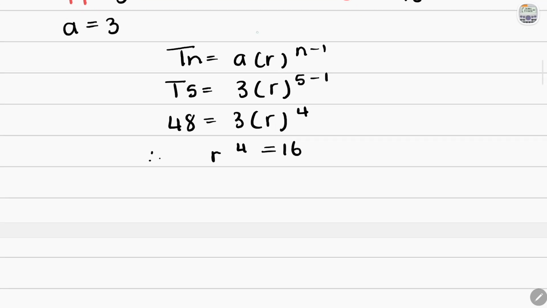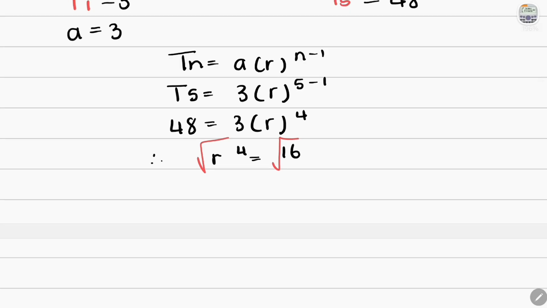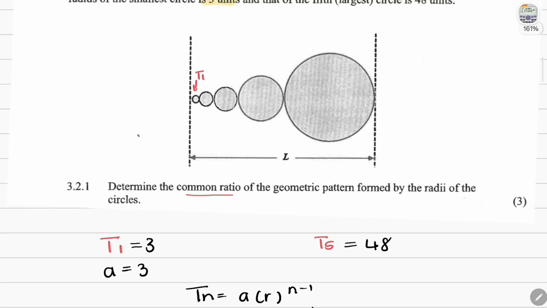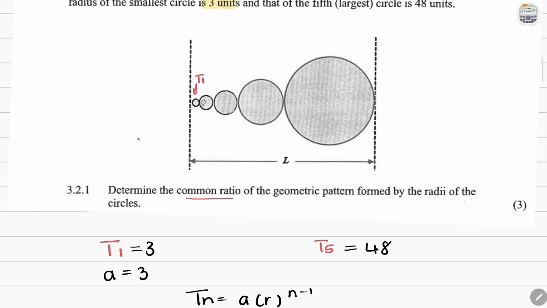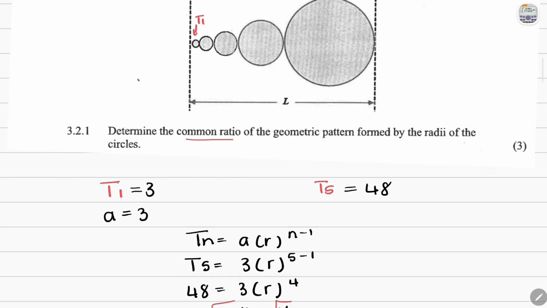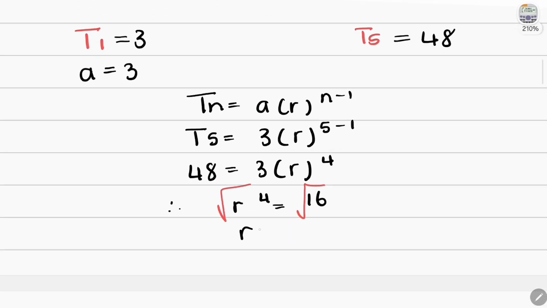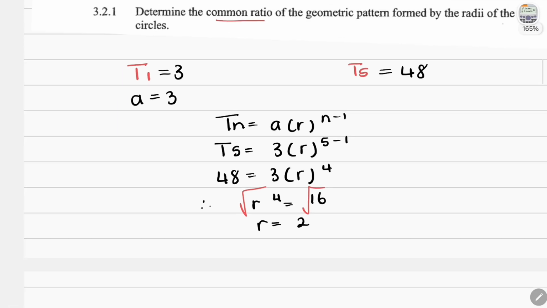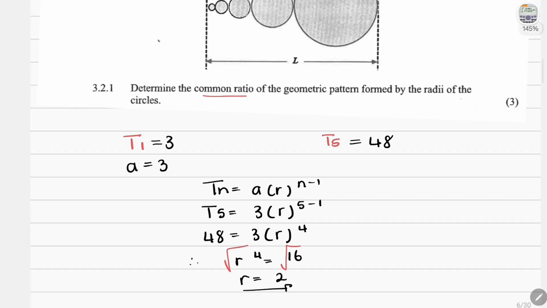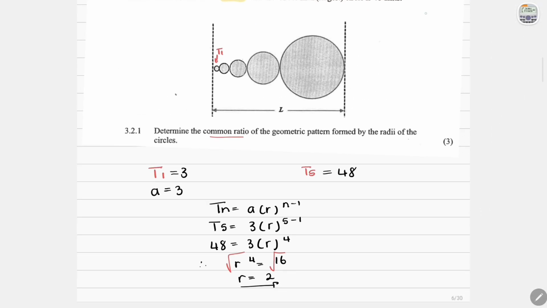And then fourth root both sides. Okay. But you don't have to consider the negative in this case, because these are lengths. Remember that R is really just the radius. Okay. So all of these are lengths. So R is really equal to 2. Okay. So that's our answer. R is equal to 2. And moving on to the next question.